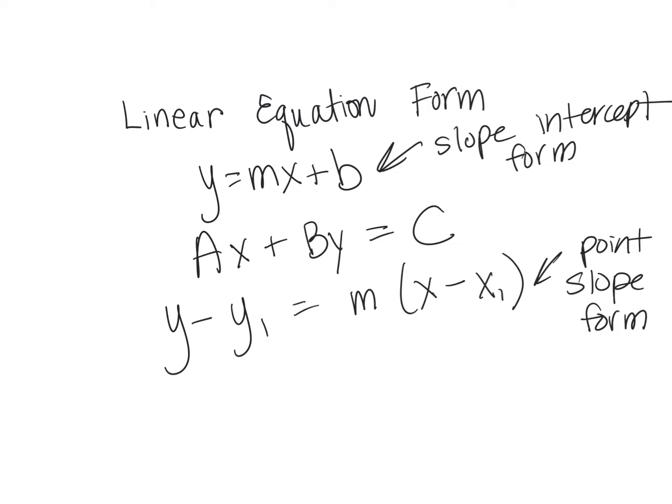Because the b represents where that line crosses on the y-axis. And this one is just called general form. So those are the 3 forms that you often see in text.